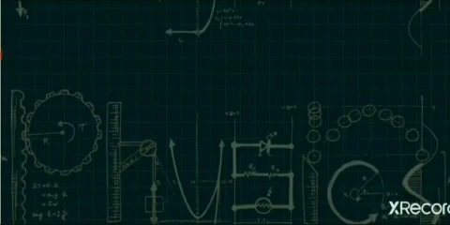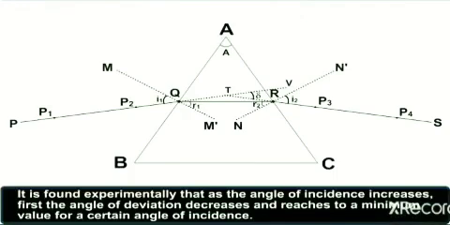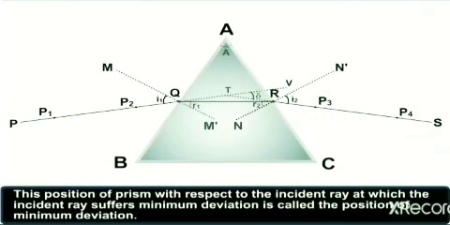1. Dependence of angle of deviation on the angle of incidence, I-delta graph. It is found experimentally that as the angle of incidence increases, first the angle of deviation decreases and reaches a minimum value for a certain angle of incidence. This position of the prism with respect to the incident ray, at which the incident ray suffers minimum deviation, is called the position of minimum deviation.